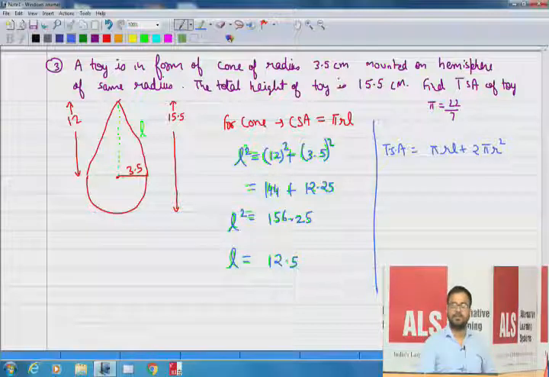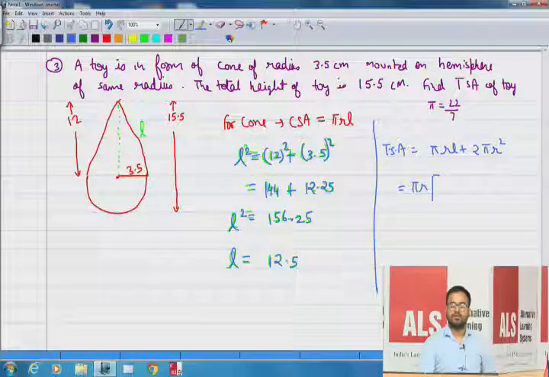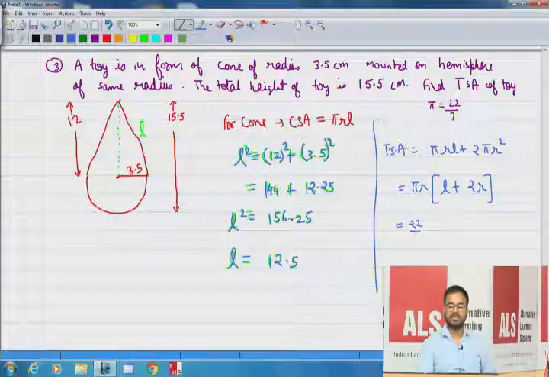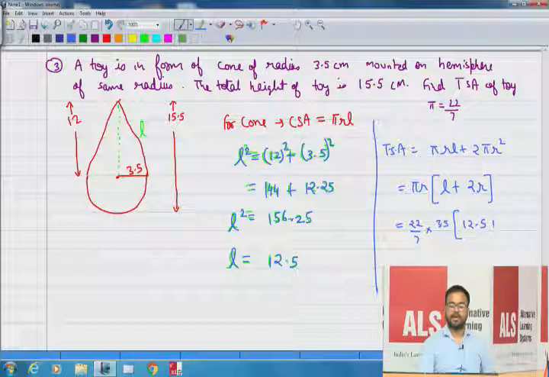This expression can be simplified by taking pi r as common. So it will be pi r times L plus 2r. Now we can do pi is 22/7, radius that is 3.5, slant height which is 12.5 and twice of radius, which is the diameter, which is 7.